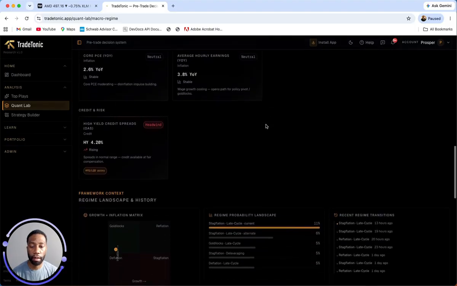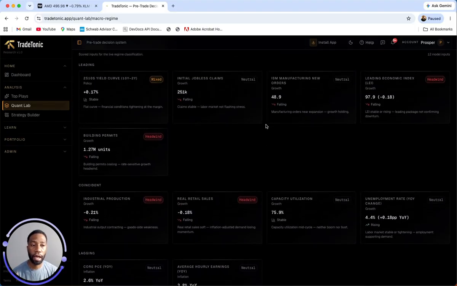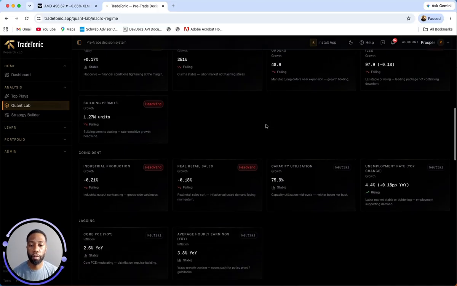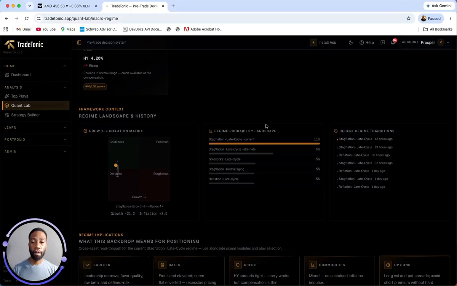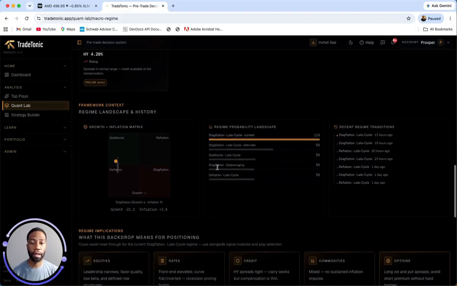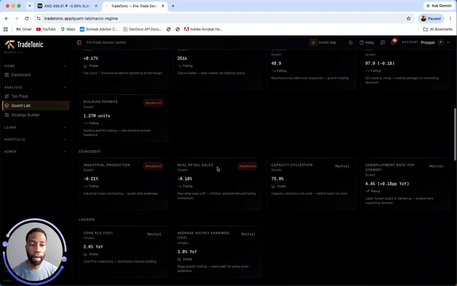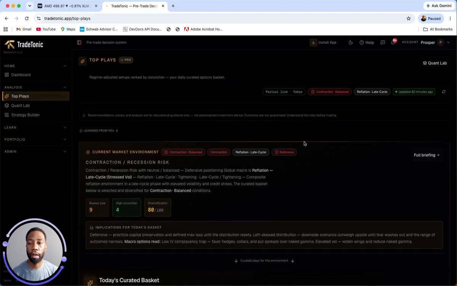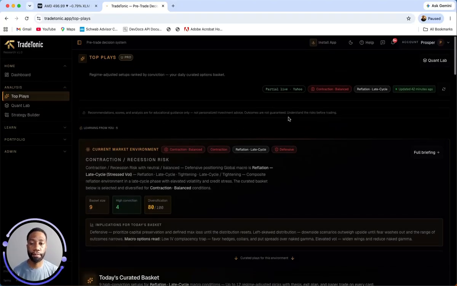If you scroll down, this gives you a snapshot of the top 12 indicators that we use in the industry, whether you're a macro trader, a fund manager, or you just like to understand broader macroeconomics. These are indicators that you're extremely familiar with. If we go further down, we take a look here at the quadrant, the inflation matrix. We see that we're right around the stagflation, not quite deflation area, right? So let's go back up and take a look at what some plays are that usually work best in this particular market. And it's going to take us to the top plays section.